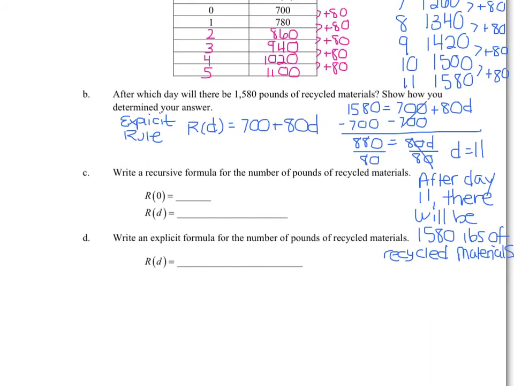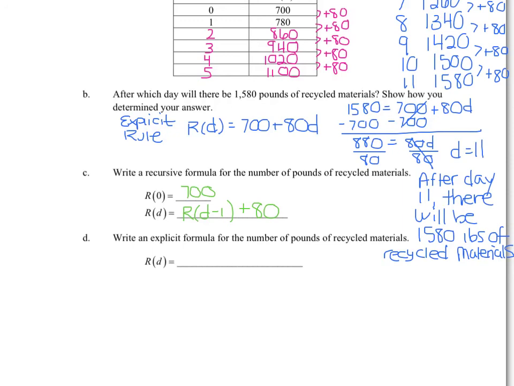All right, Part C. Write a recursive formula for the number of pounds of recycled materials. So they've set it up for you, so you have R of 0 and R of D. R of 0 is going to be our starting amount, which is 700. R of D, we're doing the recursive, so that uses the previous term, so R of D minus 1. And then what we're doing every time is adding the common difference, which is 80. So R of D minus 1 plus 80.